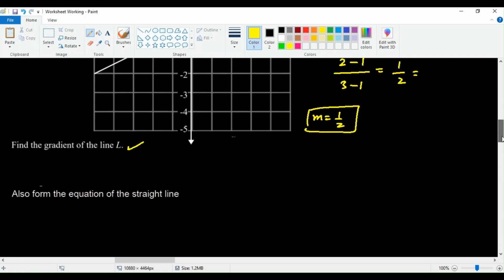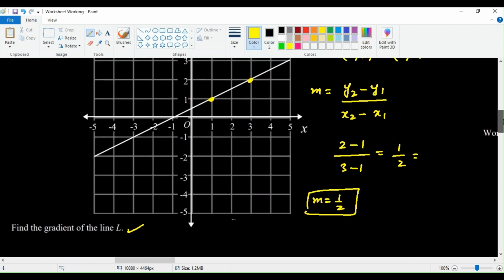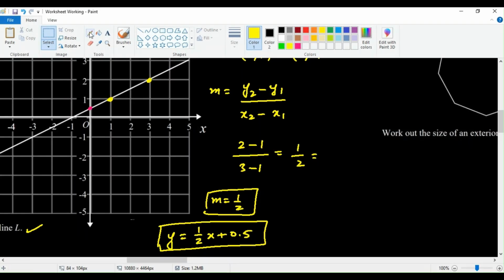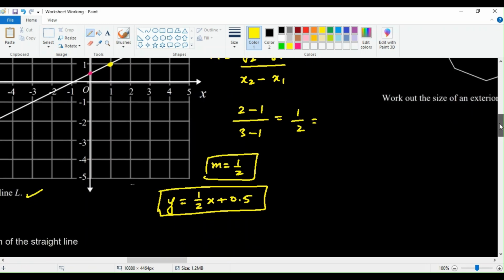Now in the second part, we need the equation of the straight line. The equation of the straight line is y equals m, which is 1 over 2 x, and it is crossing the y-axis at, look at this carefully, 0.5. So you write plus 0.5. This is the equation of this straight line: y equals 1 over 2x plus 0.5.